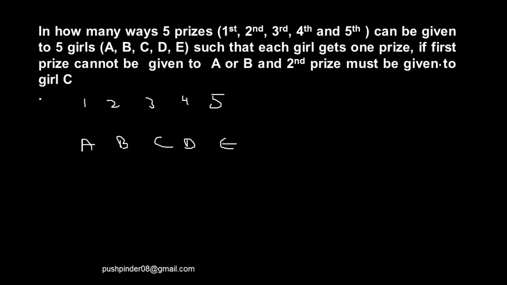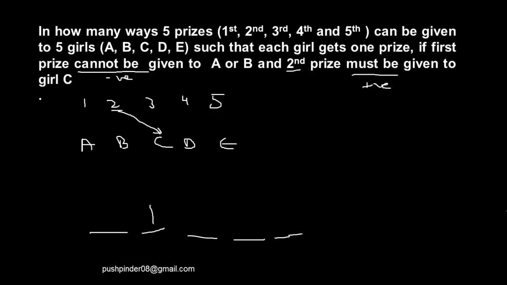Now what kind of conditions are there? First prize cannot be given to girl A or B. So this is a negative condition. Second prize must be given to girl C. So according to the rule, we should be satisfying the positive conditions first. So these are the 5 prizes to be given away. In how many ways can you give the second prize? Second prize can only be given to girl C. So there is only one way to give the second prize. You cannot give a second prize in any other way, right? So that means second prize is solved.